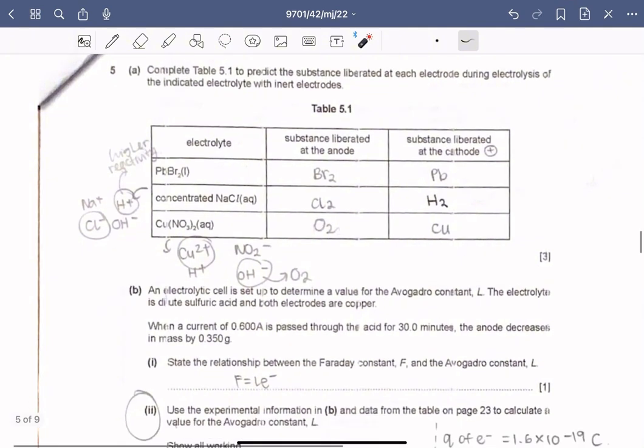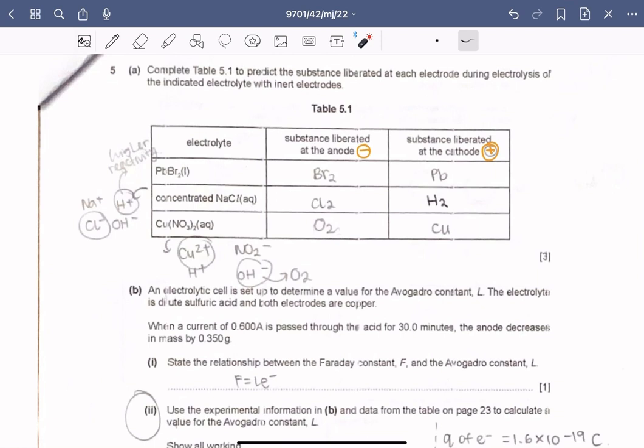Next, the first one: the one liberated at the anode, which is the negative electrode (the cathode is the positive electrode), the substance liberated is Br2. The substance liberated at the cathode is Pb. Next is concentrated NaCl, Na+. So aqueous, right? So there is of course H+ and OH-. And because H+ has a higher reactivity, the one liberated at the cathode is H2. And the one liberated at the anode is Cl2 because it is Cl-.